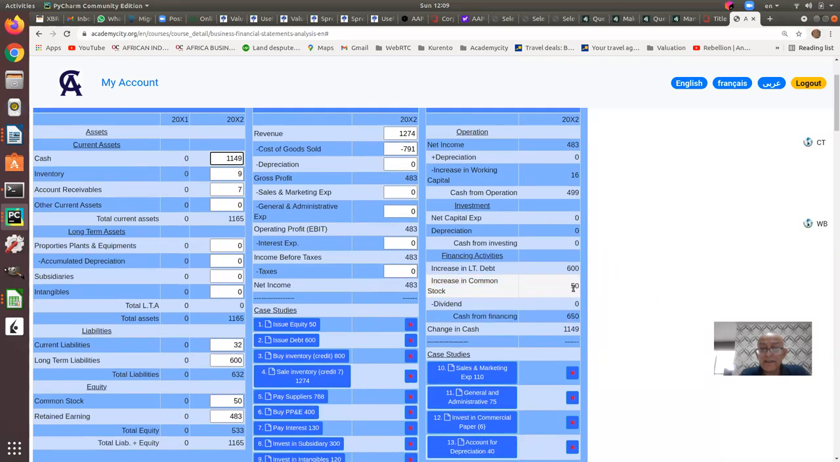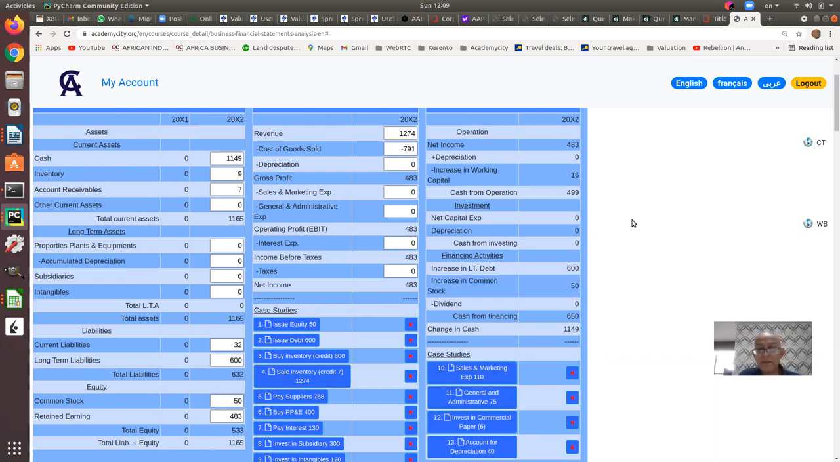We raised money by issuing equity. We raised money by getting a loan from the bank or issuing bonds. We'll talk about it more specifically in future classes. But for now, we took a loan, we raised equity. But what happened in the operation?